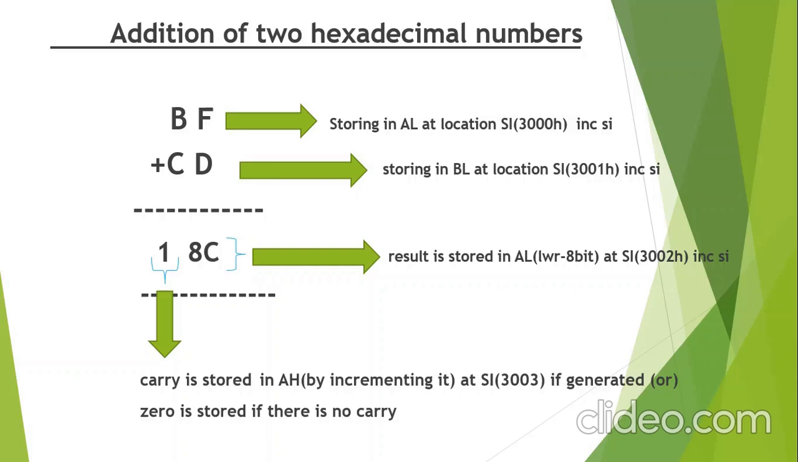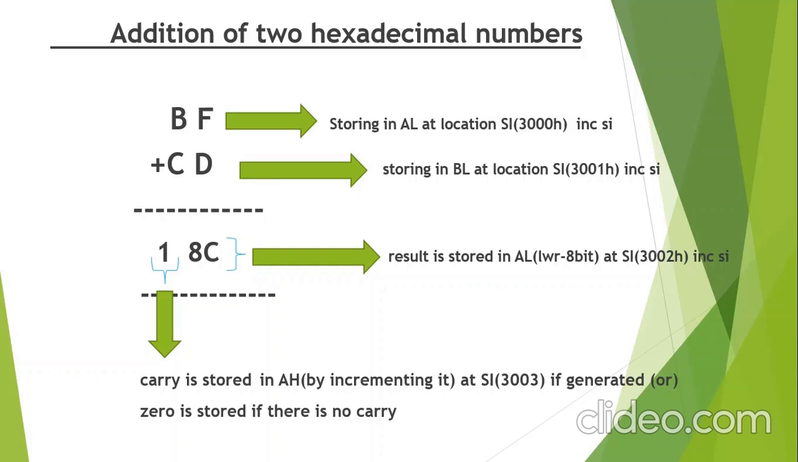So now the two numbers have been moved and are ready to add, and we have the mnemonic code ADD in order to add these two numbers. Now coming to the result, when we add two 8-bit numbers, we can get either an 8-bit or a 9-bit result based on the carry. If we get an 8-bit number, there's no problem. Directly we can store it into AL, that is at memory location 3002H, and no problem at all.